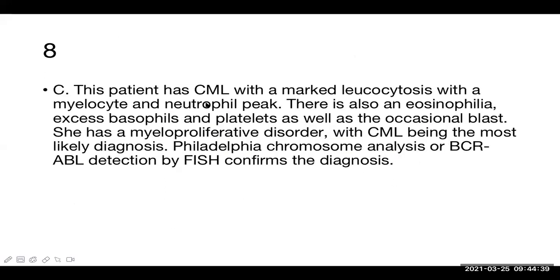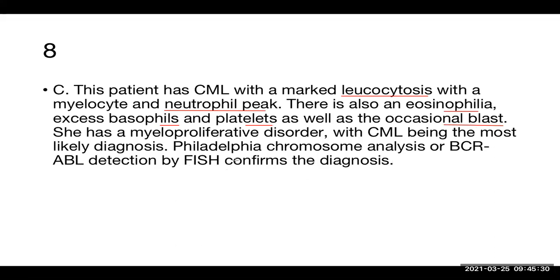Straightforward case. So this patient has CML with a marked leukocytosis, 80,000 per microliter, with a myelocyte and neutrophil peak. There is also an eosinophilia, excessive basophils, and platelet count. Occasional blast cells are also there because CML has three important phases. The first phase is called the chronic phase or phase of stabilization. The second phase is called the accelerated phase, and the third phase is called the blast crisis phase. So CML can go towards AML. So I can say that this is probably a bit of going towards the acceleration. Till now, the situation is not that severe, but it may go very soon to the blast crisis phase.